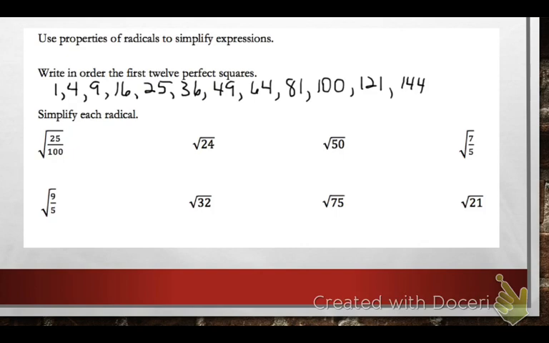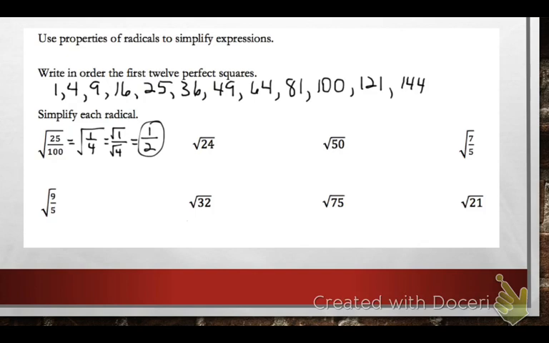For the first one, we'll use whatever properties of radicals we can think of. The first thing I notice is that I can reduce the fraction underneath the radical. So I have the square root of a fourth, which is the same thing as the square root of 1 over the square root of 4. The square root of 1 is 1 and the square root of 4 is 2. That's about as simple as I can get it.